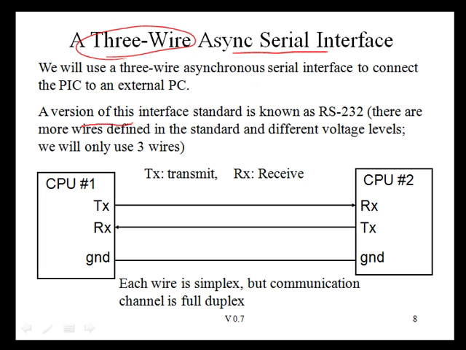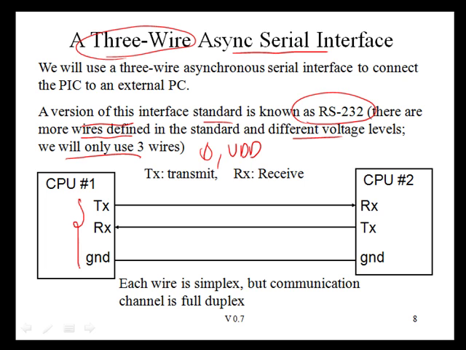A version of this interface standard is known as RS-232. It turns out there are more wires defined in this standard, and it uses different voltage levels. We're only going to use 3 wires, and our voltage levels are going to be 0 volts to whatever VDD the PIC24 is running at.